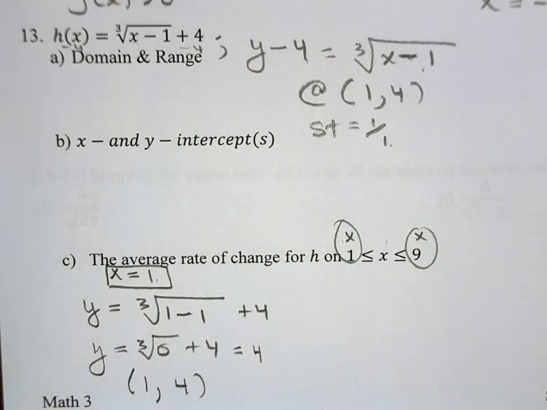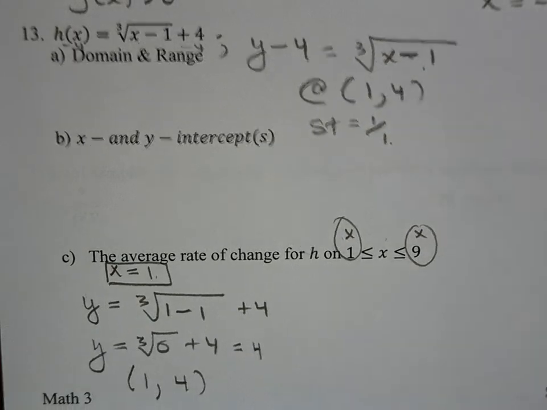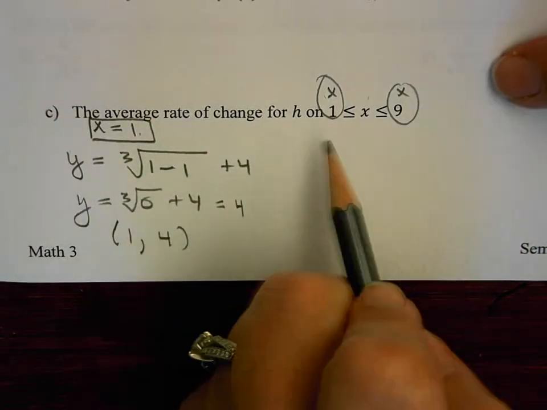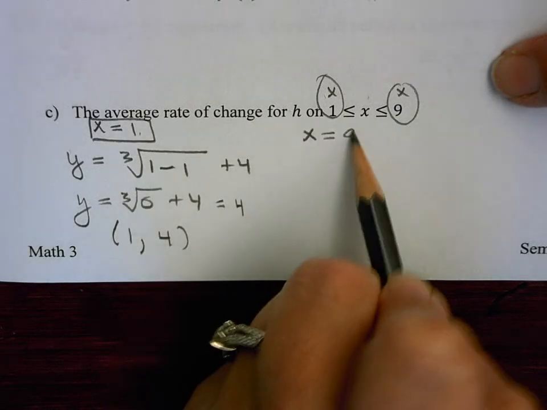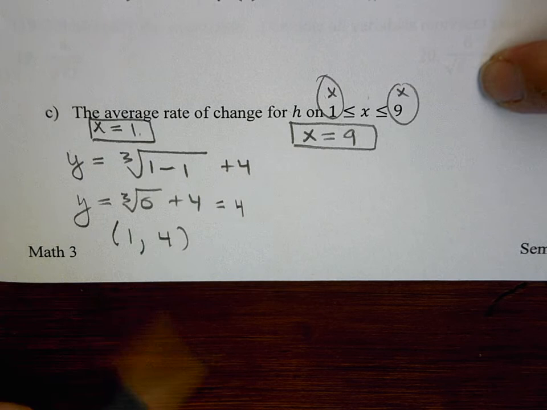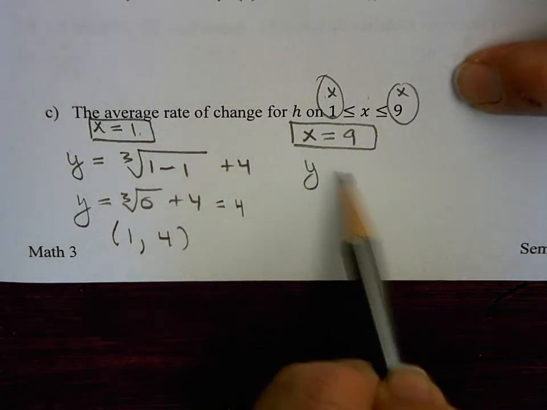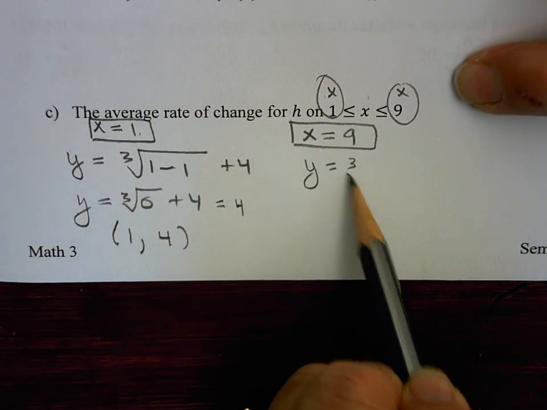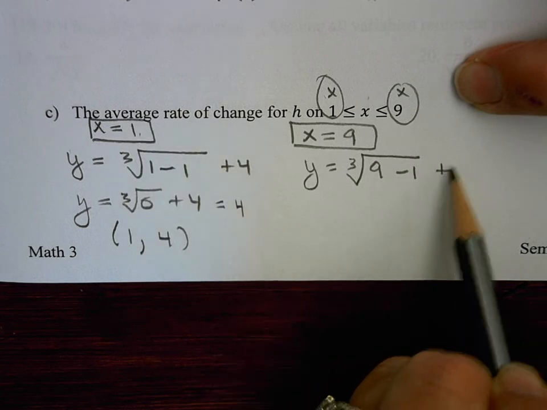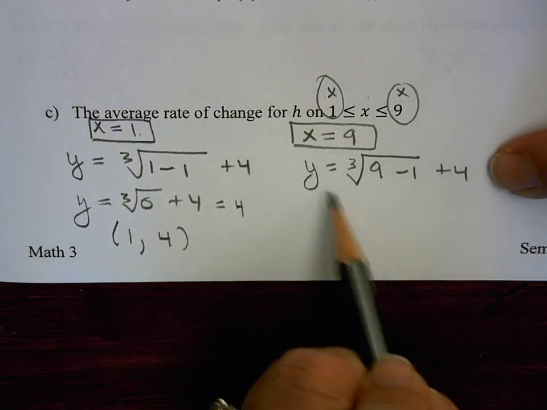Now I need to do the same thing again, but I'm going to do it for 9. Again, I'm just going back into the original equation. I have it scooted up so you can't see that. But all I'm doing is replacing the x from the original equation with 9 this time instead of 1. So this will be the cube root, and then 9 minus 1, and then plus 4. So that would be 8. So 9 minus 1 is 8.